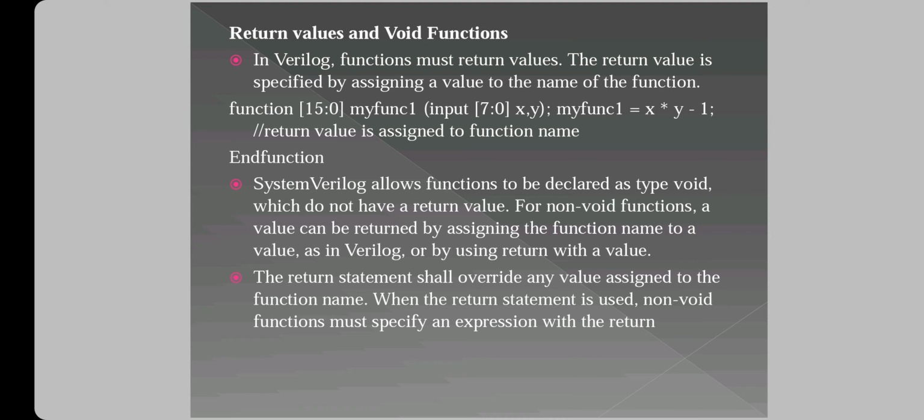In Verilog, functions must return some value. The return value is specified by assigning a value to the name of the function. For example, you have a function which is 16-bit myfunc1, with input 8-bit x and y, and myfunc1 is equal to x times y minus 1. So the return value is assigned to the function name. SystemVerilog allows functions to be declared as type void, which do not have a return value. Void is nothing but an empty return value.